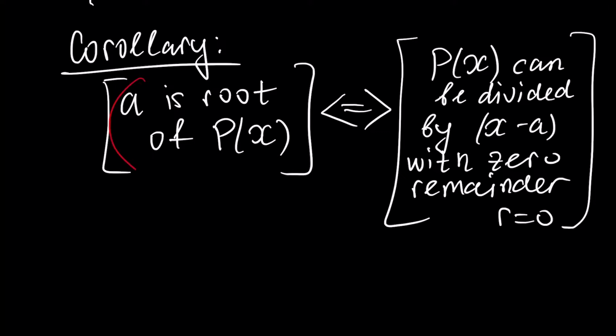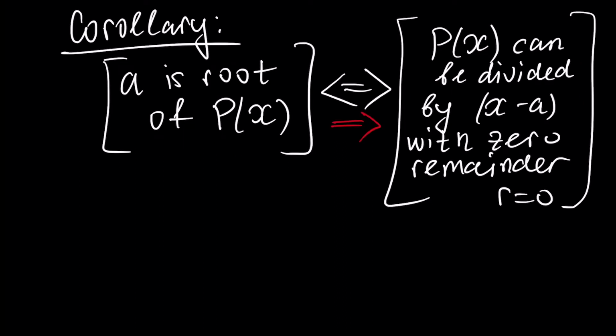When a is the root of our polynomial, then our polynomial can be divided by x minus a, and the remainder will be 0. Let's prove our theorem. This can be done very easily.